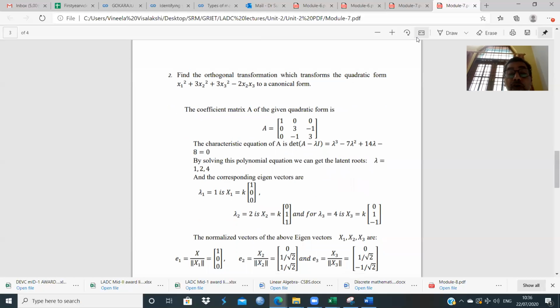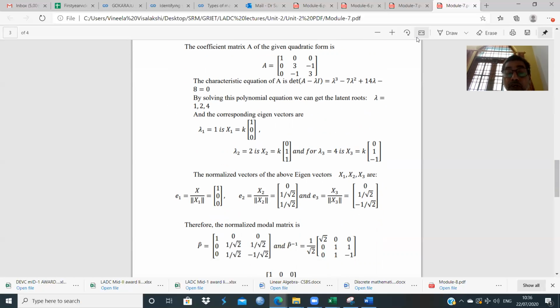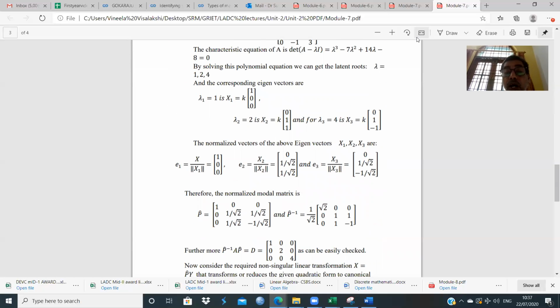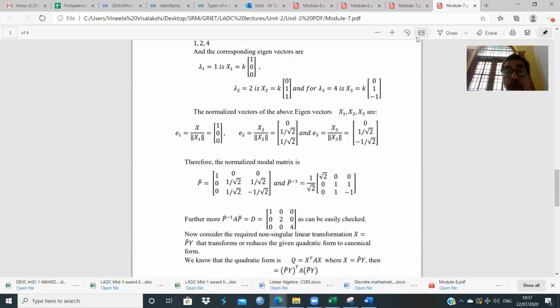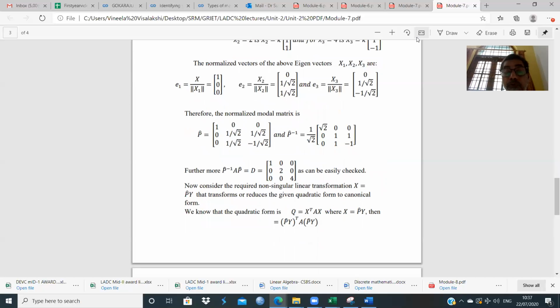So from the quadratic form, we extract the symmetric matrix. The eigenvalues are 1, 2, 4. Distinct eigenvalues, so we'll have distinct eigenvectors. And you don't have to use a Gram-Schmidt process because they are naturally orthogonal to each other. We normalize them using the norm and then store it in the matrix P or P cap. And then we find out P inverse, which is P transpose. We complete the diagonalization process.